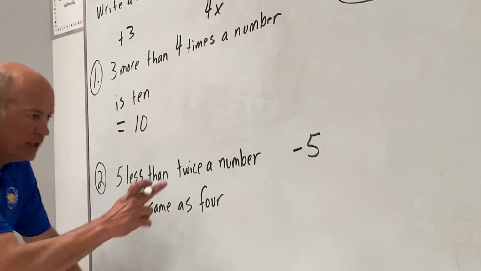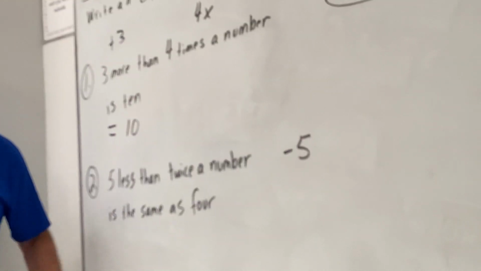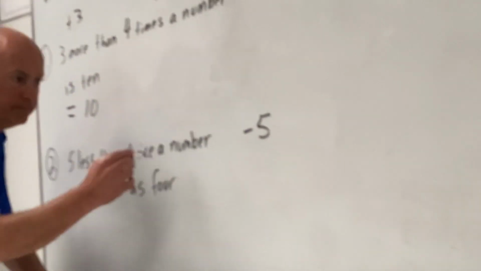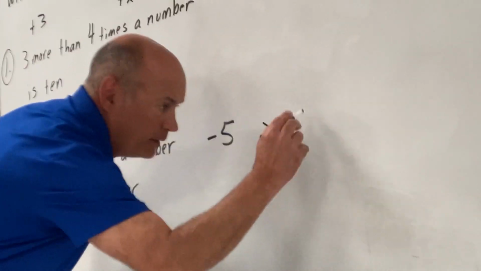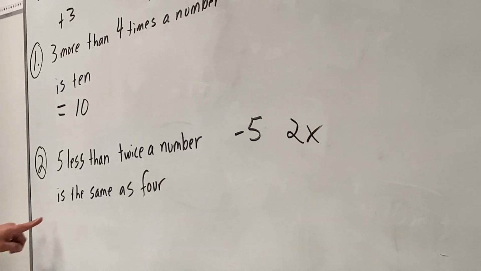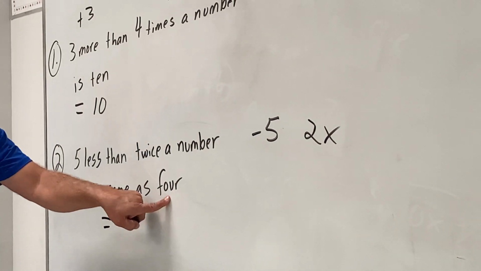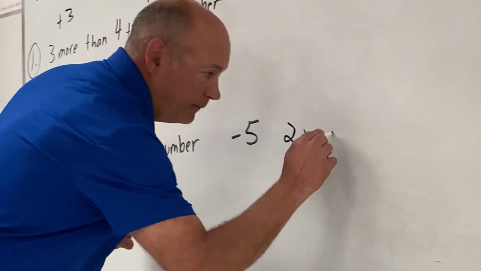Anyway, twice a number. Somebody please tell me what that could mean in math. Here we go. 2x is the same as? 4. What is the same as? Equals. Equals 4, the number 4.